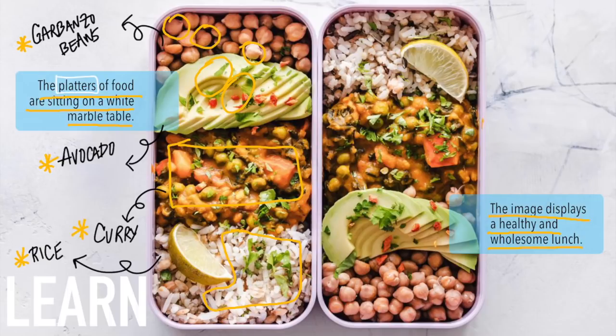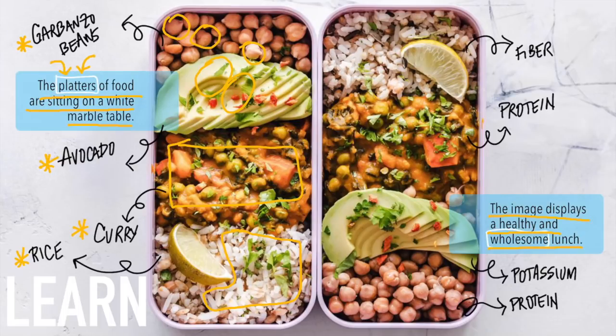Well, again, from the first sentence, the word we're focusing on is platters, okay? Platters. Now, the next step is to find the meaning, but we're going to continue with the second sentence. So, looking at the image again, we see, okay, well, rice provides fiber. Okay, this is something healthy for you. Protein can come from the curry. Then we can get potassium from an avocado, and we can also get protein from the garbanzo beans.